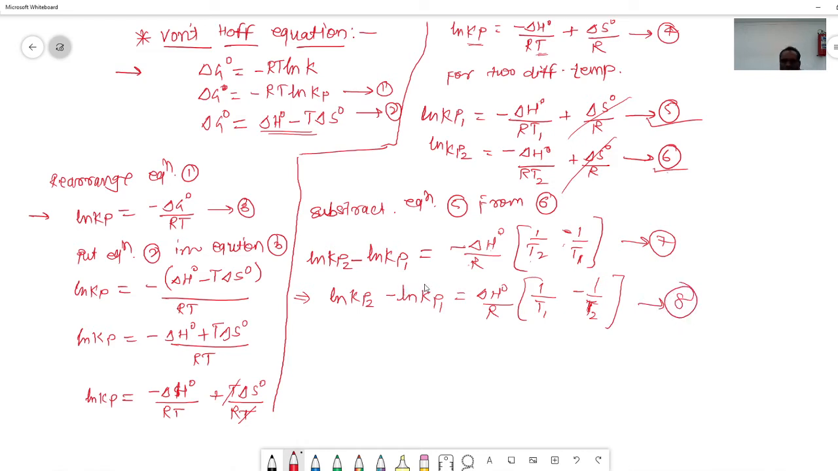Now, for the endothermic reaction, what is happening? For the endothermic reaction, delta H0 is positive, right? Delta H0 is positive. Now, the T2 temperature is higher than the T1 temperature, right? Therefore, this ln Kp2 divided by ln Kp1, overall this value.